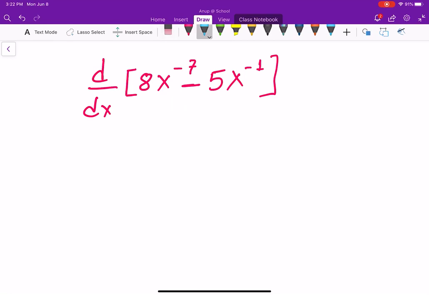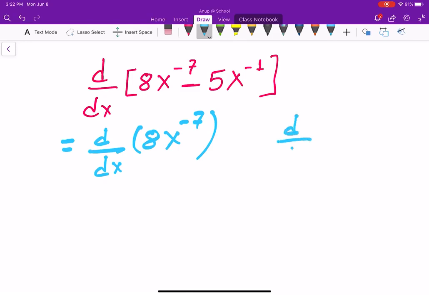What the difference law says is that to find the derivative of a difference of functions like this, we first find the derivative of 8 times x to the power minus 7, the derivative of the first term. Then find the derivative of the other function, 5 times x to the power minus 1, and take the difference of the derivatives. This is known as the difference rule. Now let's find the derivative of the individual terms.